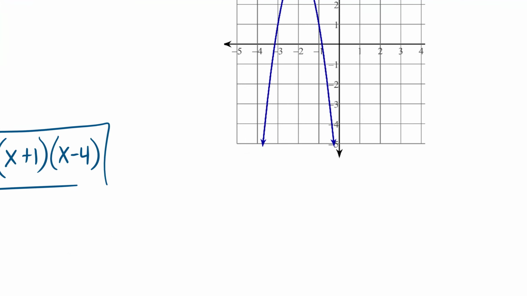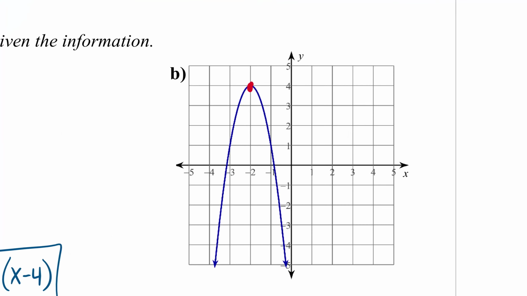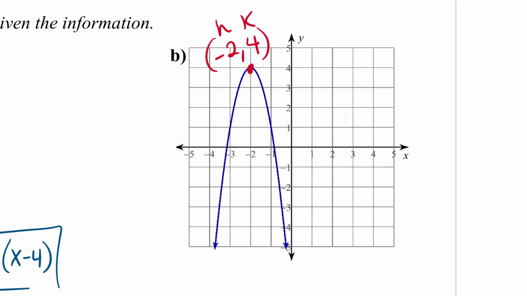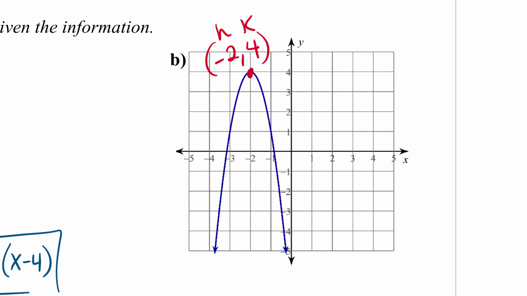Okay, so let's go over to B. And on this one, notice I have the vertex. So my vertex is -2, 4. Okay. And that's going to be H and K. And then, just like the other one, I got to find any other point. So I'm going to use this point right here because that's the easiest one. You can use a different one, but that one is -1, 1. And of course, that's X and Y.